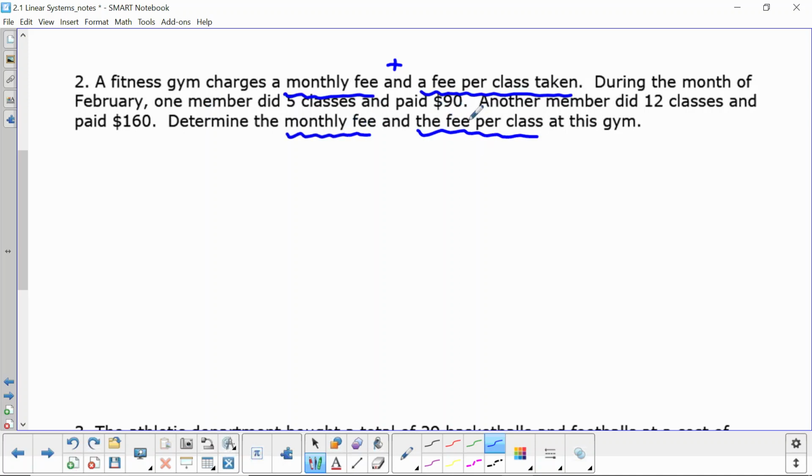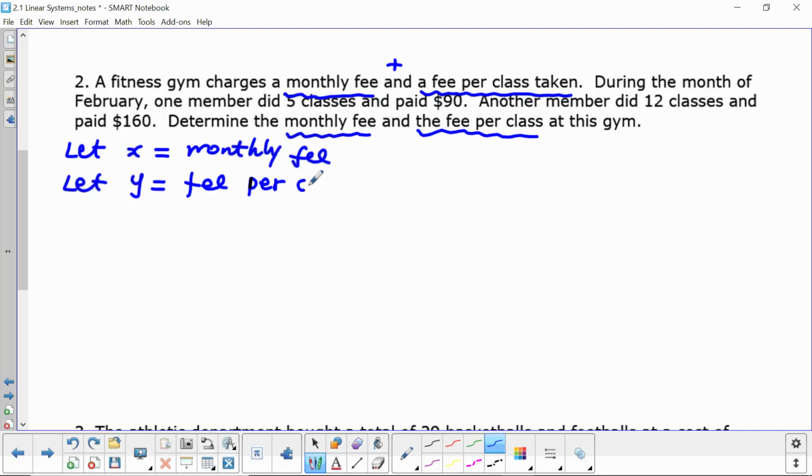So you have two unknowns. We are going to introduce that x equals the monthly fee, and let y equal the fee per class at this gym. So y equals fee per class. Then after that, we have two members, so we are going to write one equation for each member.